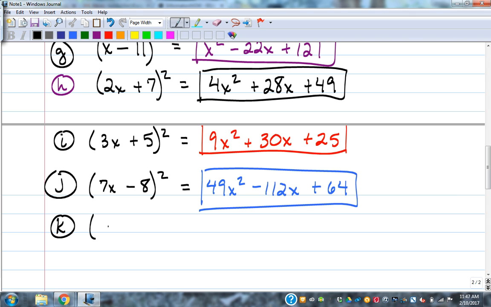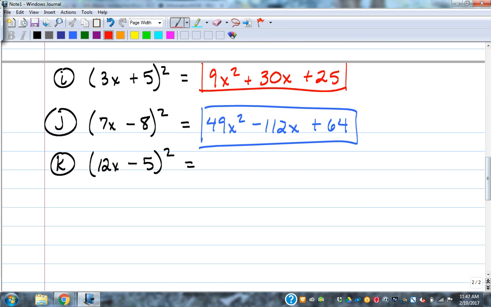Let's do 12x minus 5 squared. What's the first term? 144. Yeah, 144x squared. Good job. Middle term. 60, double it. 120, positive or negative?